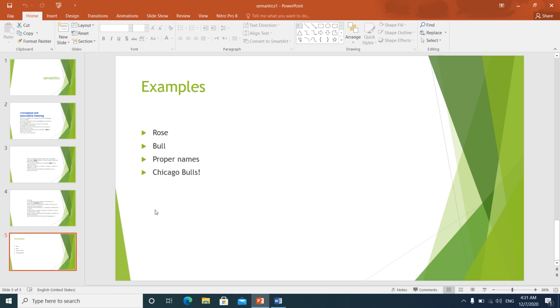Okay? I think the idea is clear. Another area where we find associations is our proper names. Look at our proper names. We use them not because of their literal meaning. We use them for their associations. Right?